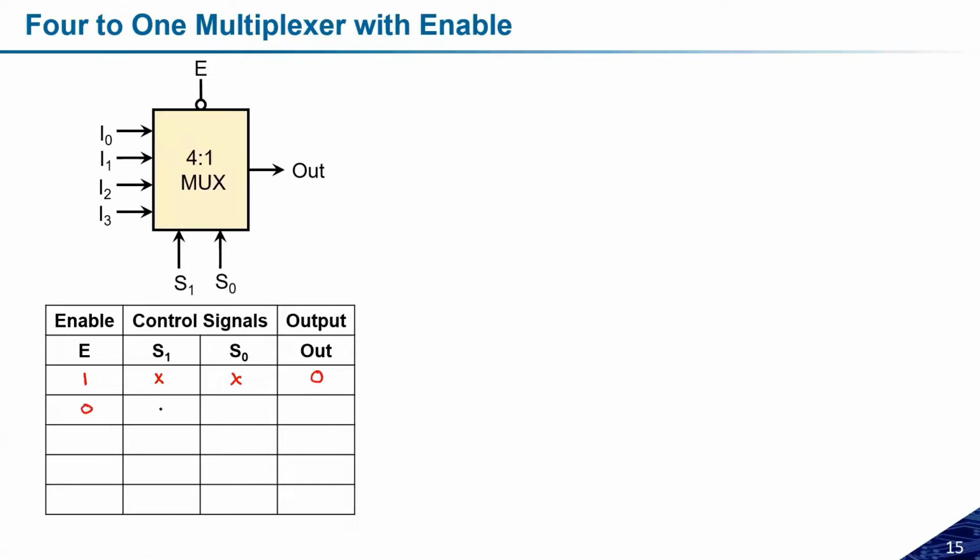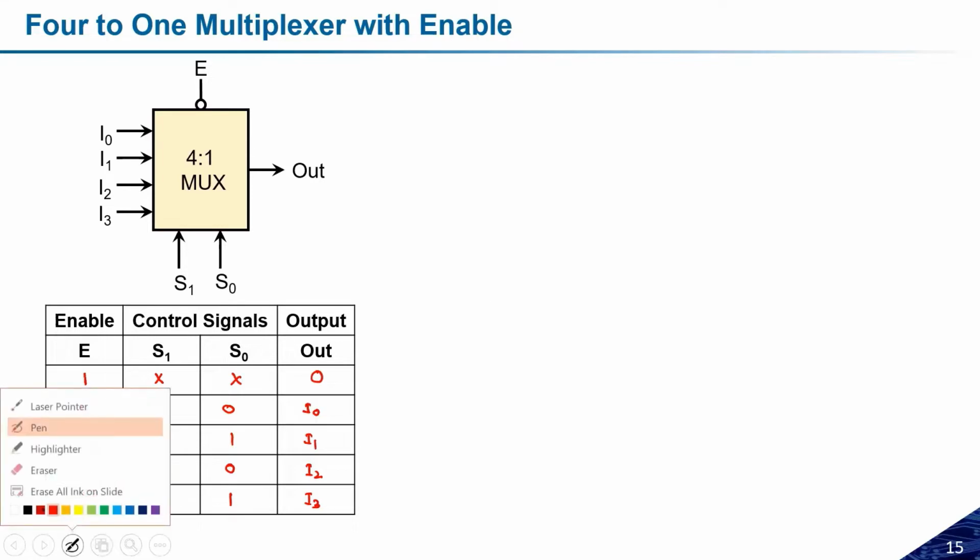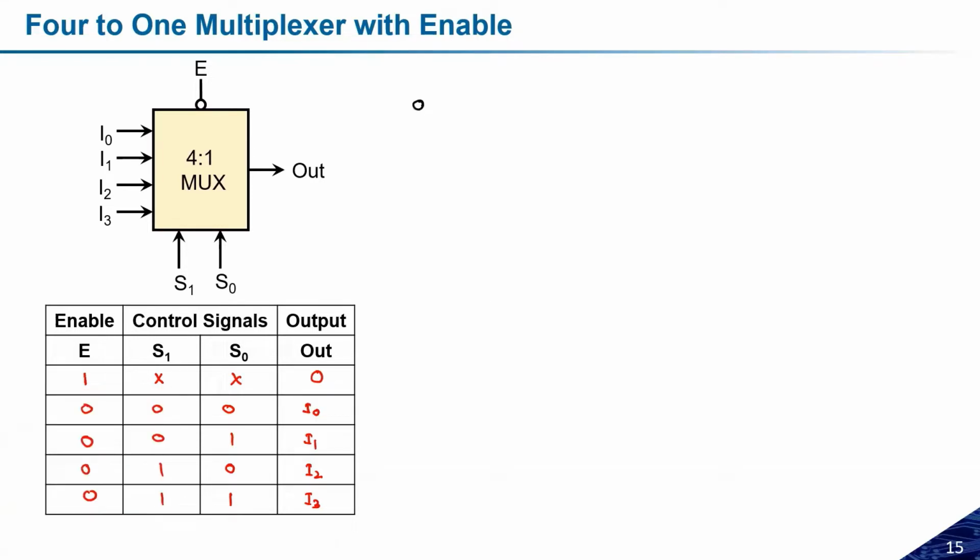So there are 4 possibilities: 0 0, 0 1, 1 0, and 1 1, and the enable will be low here, and the output will be decided based on the controls. So if 0 0 is there, then I0 will be selected, then I1 will be selected, I2 will be selected, and I3 will be selected. Now let us try to see what the final expression will be. If we try to write the expression for output, out is equal to, see here, this is the first component.